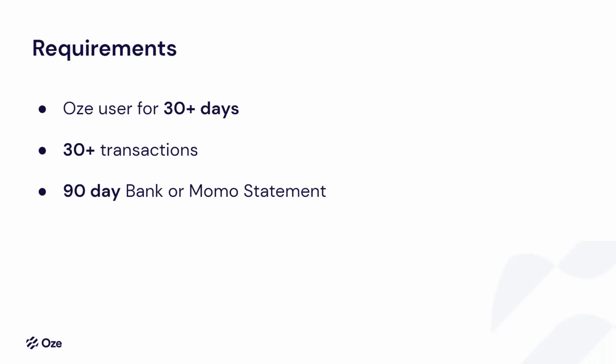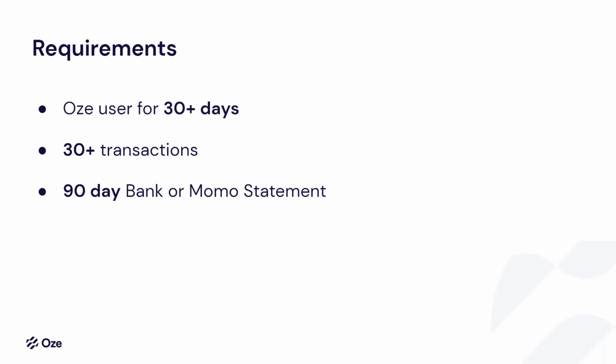So basically what we do is we look at your Oze data, and the more comprehensive it is, the better. The more transactions you've recorded, the more we can look at that and the more we can rely on that in terms of granting you a loan. And we also look at the bank or mobile money statement that you provided to determine the ease with which you'll be able to pay back whatever loan you are requesting or whatever loan we are looking to offer you.